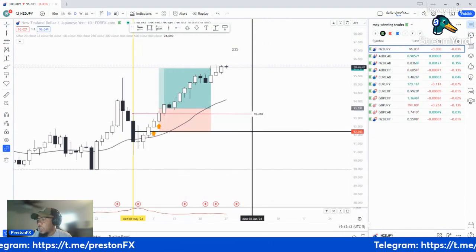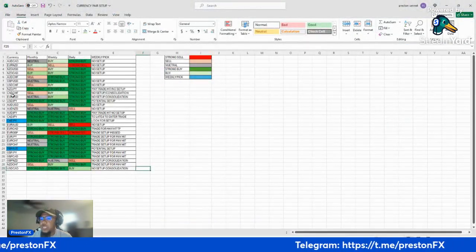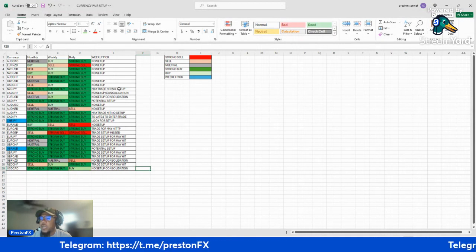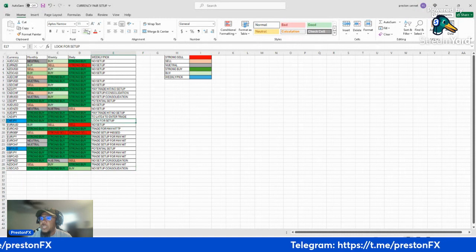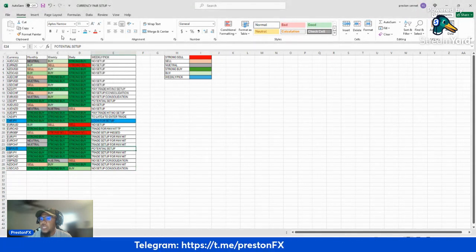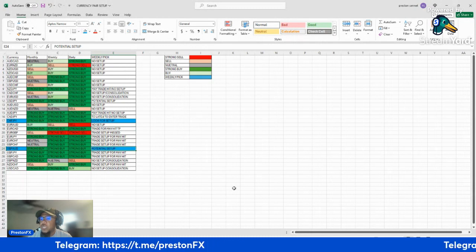All right, then I pull up my Express spreadsheet. If you look at NZD JPY right here, that was our strong buy. So the May trade hit, boom, right here. The only ones I'm particularly looking at this month, I would say, are these two potentials. There's a potential setup right here for the two I'm looking at for this week.